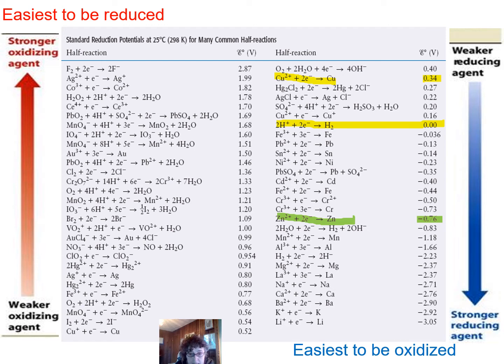However, if I pair up the copper with the silver, now let's go and find the silver, here it is, then what happens is that this time silver is the one that has the highest value, 0.80, as opposed to copper that is 0.34. So now if I pair up silver and copper, silver is going to be the cathode, it's going to be reduced, and copper is going to be oxidized, and not the other way around.